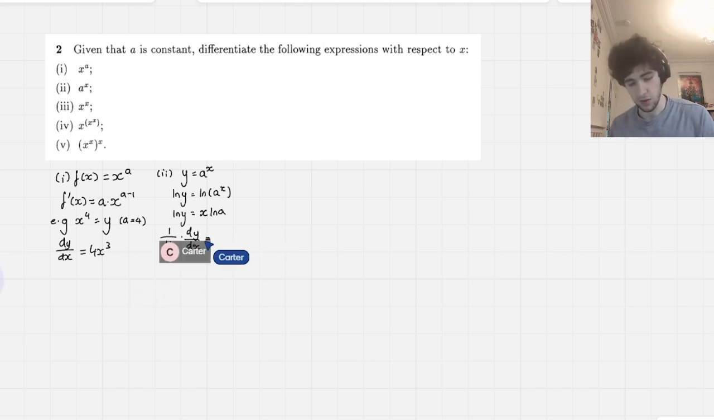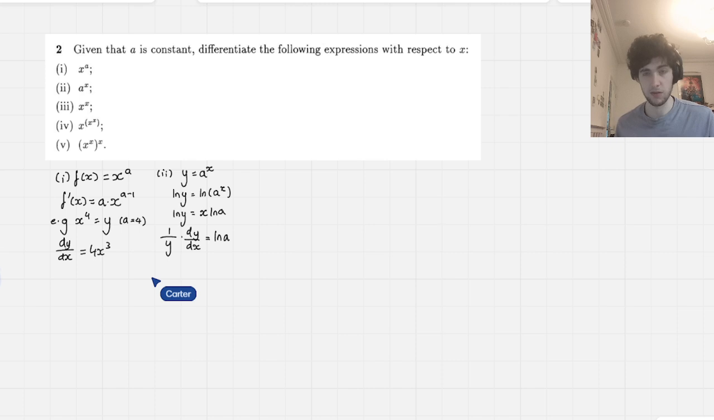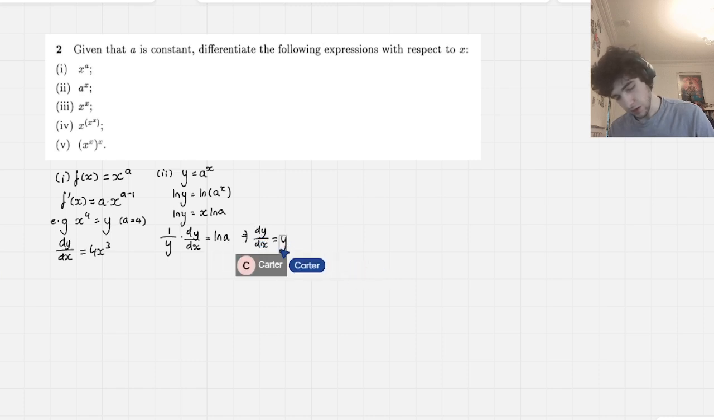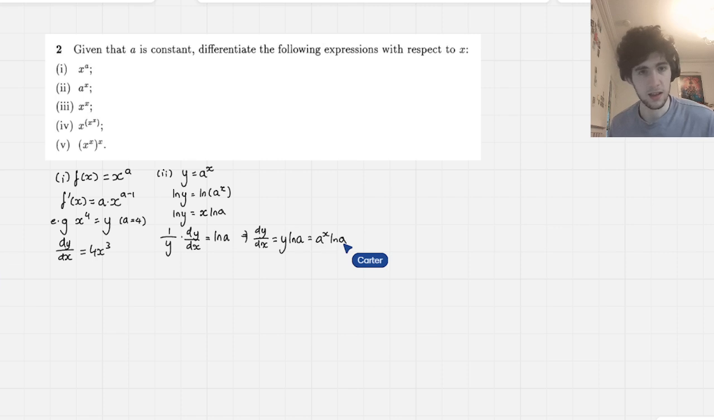Then you just take the derivative of the other side. That's just going to be equal to ln of a, since this is just like a linear term, right? It's like having 4x. The derivative of that is just going to be 4. So then we multiply both sides by y. This implies that dy/dx is equal to y ln a. Now we can go back and see that y is equal to a to the x. So this is equal to a to the x ln of a, as required.